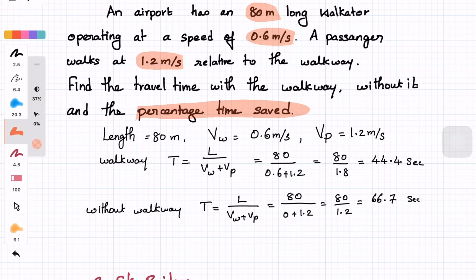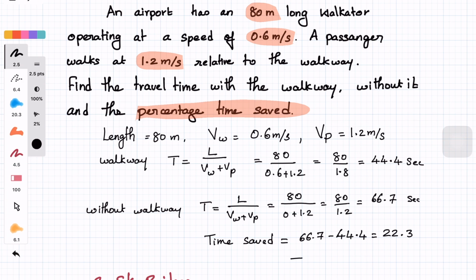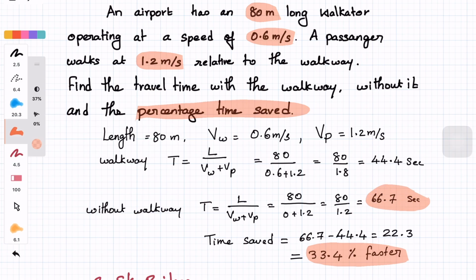Okay. So the time saved equal to 66.7 minus 44.4, which is equal to 22.3, that is approximately 33.4 percentage faster. In this case, if we use walkator, the same person is going 33.4 percentage faster as compared to walking without a walkator.